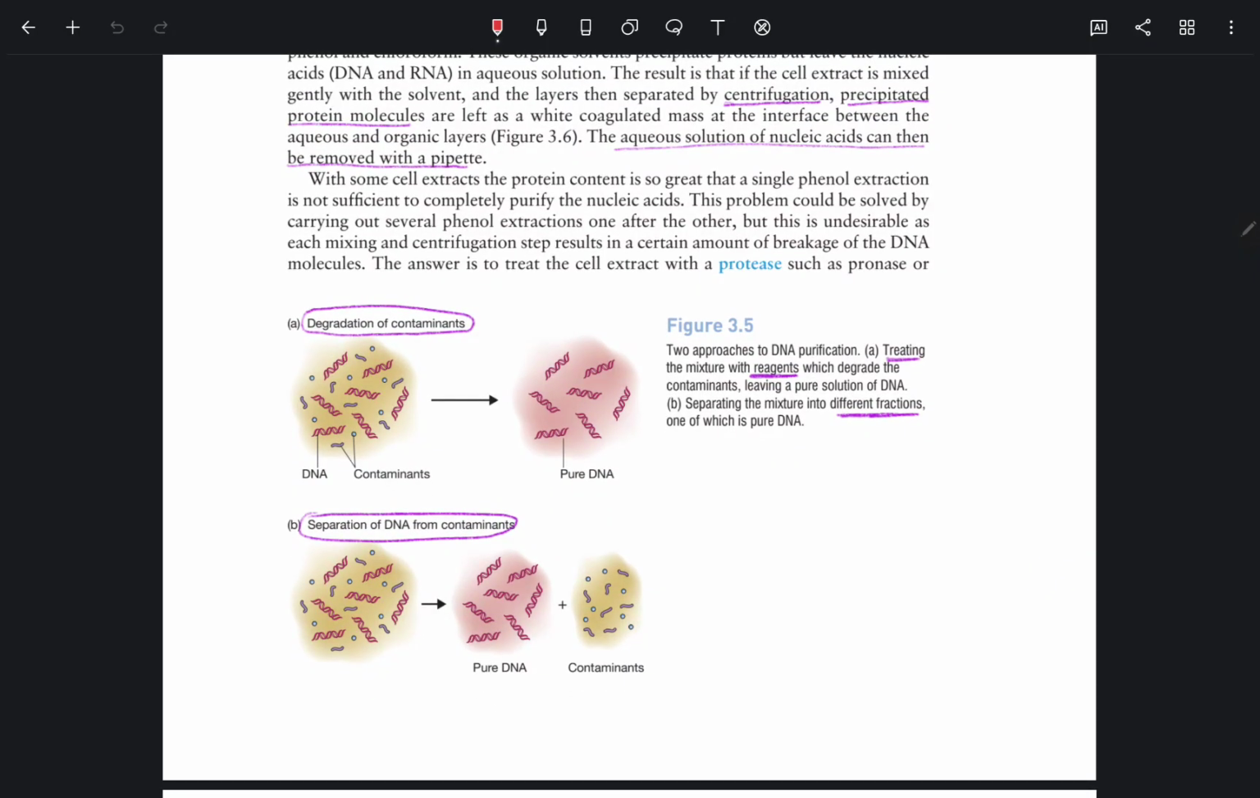With some cell extracts, the protein content is so great that a single phenol extraction is not sufficient to completely purify the nucleic acid. This problem could be solved by carrying out several phenol extractions one after the other, but this is undesirable as each mixing and centrifugation step results in a certain amount of breakage of the DNA molecules.